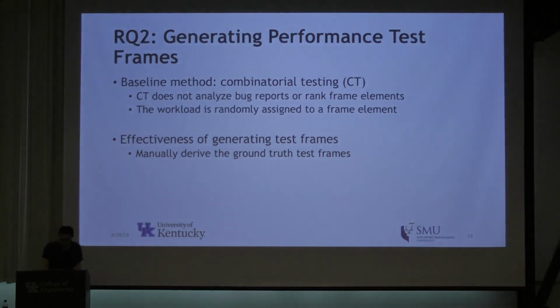And to answer the second research question, because we cannot find an existing approach that generates the performance test frames, instead we use combinatorial testing. What differs the CT method from PerfLerner is that, first, the CT method does not analyze the bug report, nor does it rank the frame elements. Also, the workload is randomly assigned to the frame elements.